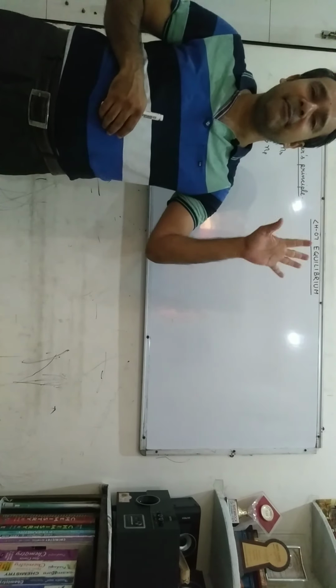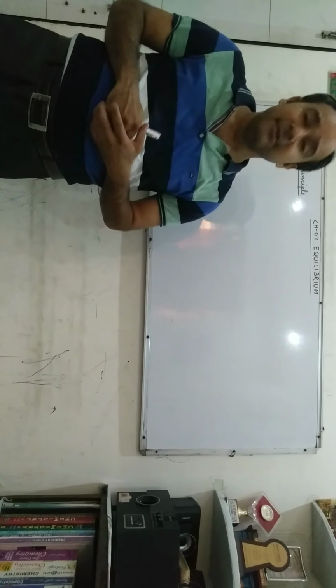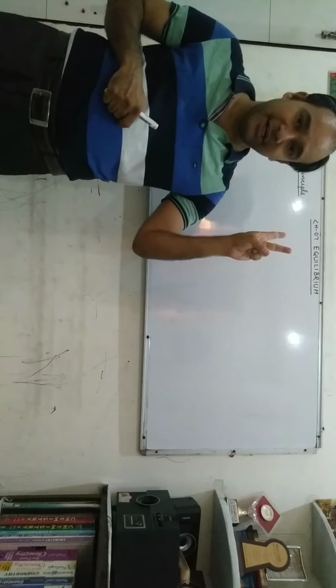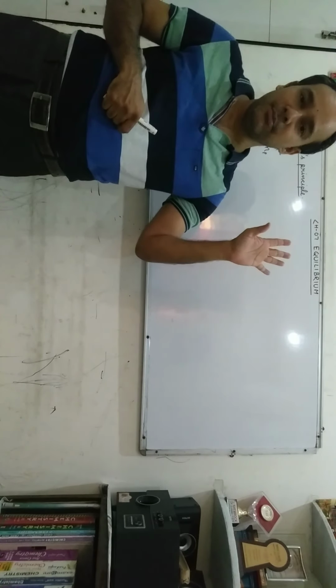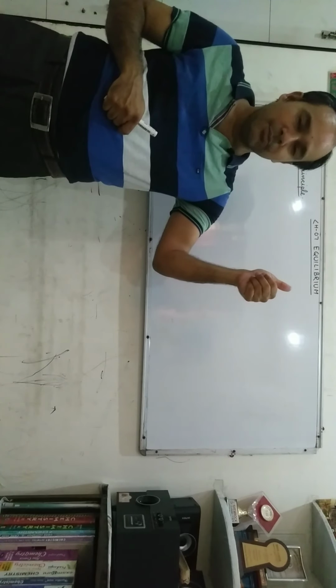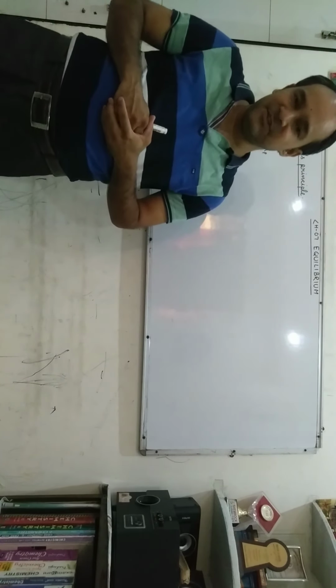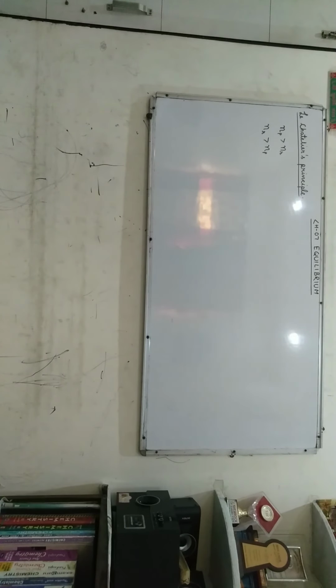So these are the 5 factors which affect the equilibrium. I repeat again, these are number 1, addition of catalyst, addition of inert gas, temperature, pressure and the concentration. More the concentration of reactant, more will be the rate of forward reaction according to Le Chatelier's principle. So here we discuss Le Chatelier's principle and the factors affecting equilibrium.